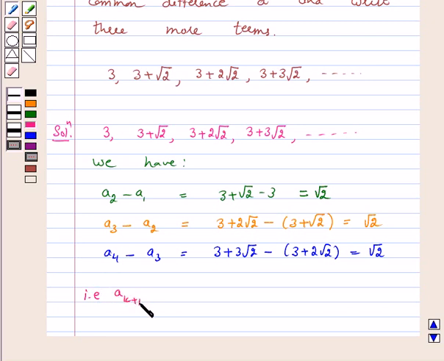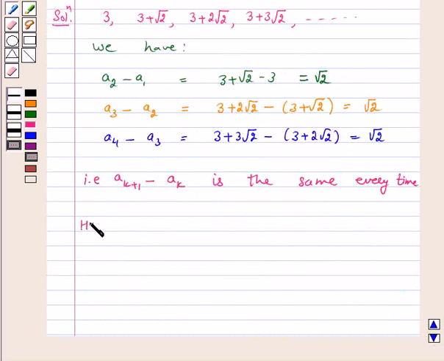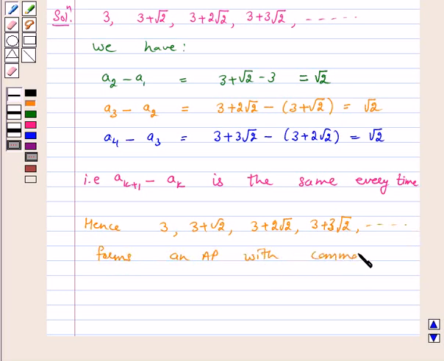That is, A(k+1) minus A(k) is the same every time, that is, it is constant. Hence, 3, 3 plus root 2, 3 plus 2 root 2, 3 plus 3 root 2, and so on, forms an AP with common difference D equal to root 2.